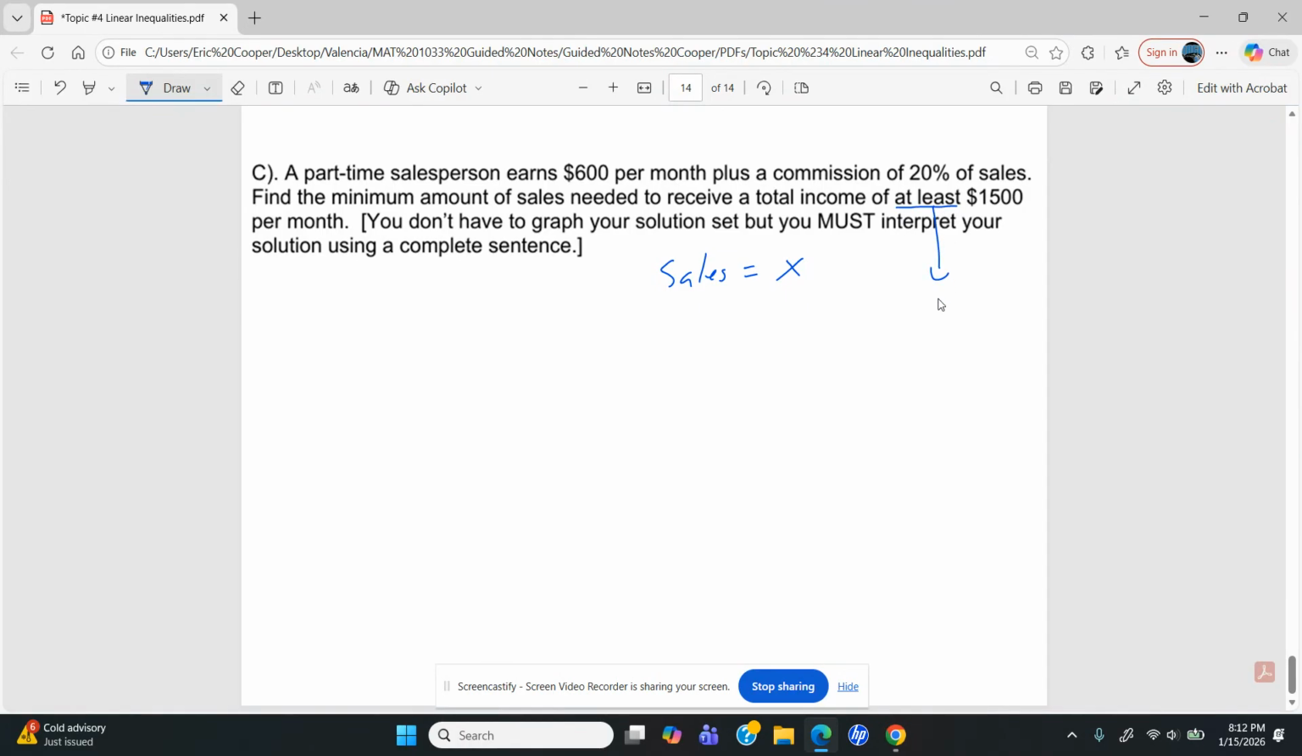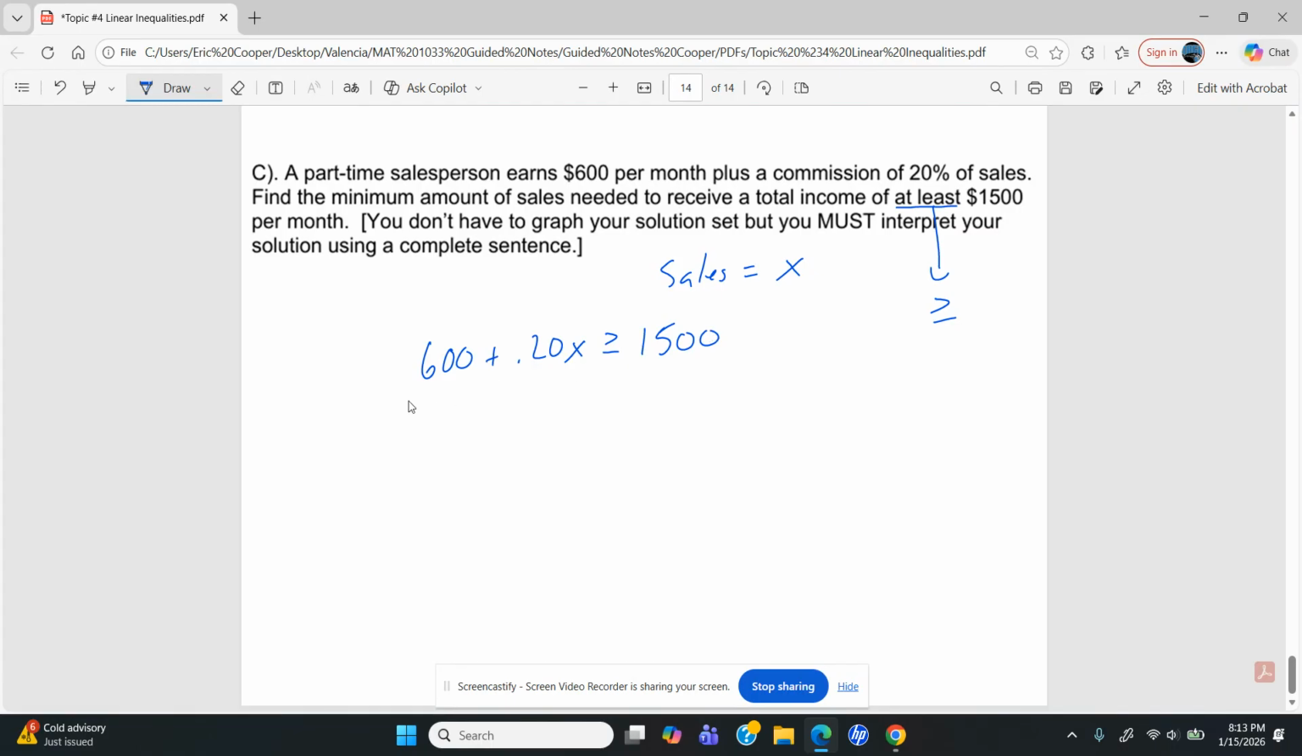So in this case, at least means we need to make greater than, or if not anything else, at least equal to $1,500. The salesperson earns $600 per month plus a 20% commission. So $600 per month plus 20% of her sales. We just don't know what the sales are yet, so we're going to call that x. And we need to find the minimum amount she needs to sell in order to make at least, so greater than or equal to, $1,500. So here is our inequality, and now we can go through and solve it.